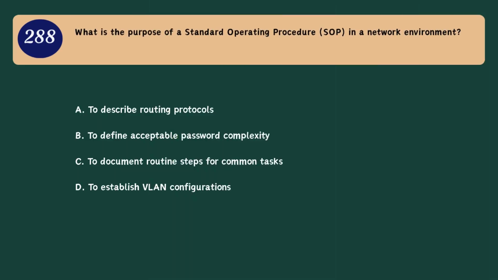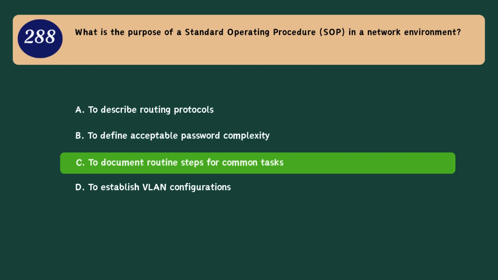Question 288. What is the purpose of a standard operating procedure in a network environment? A. To describe routing protocols. B. To define acceptable password complexity. C. To document routine steps for common tasks. D. To establish VLAN configurations. Correct answer. C. To document routine steps for common tasks.